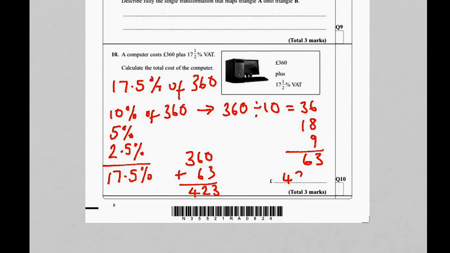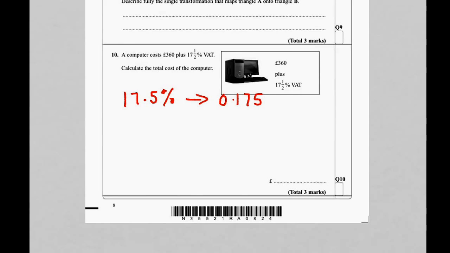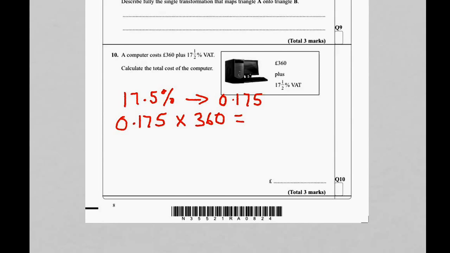That's the total. Another way of doing it would just be to say 17.5% is the same as the decimal multiplier 0.175. So if I do 0.175 lots of 360, it should give me 63. Let's just check. 0.175 times 360. Yes, it does. It gives me 63, which I can then add to the original amount to give me again 423.